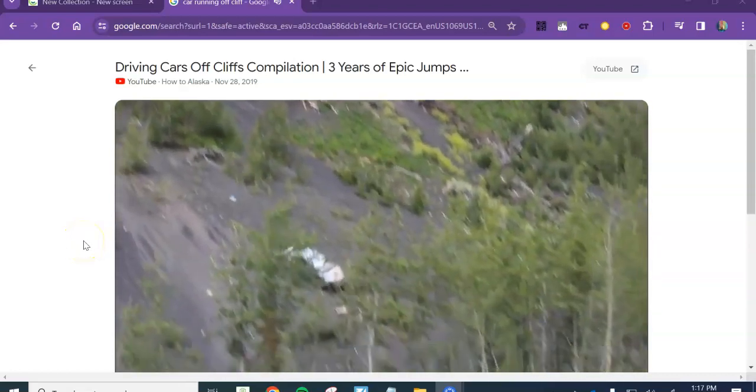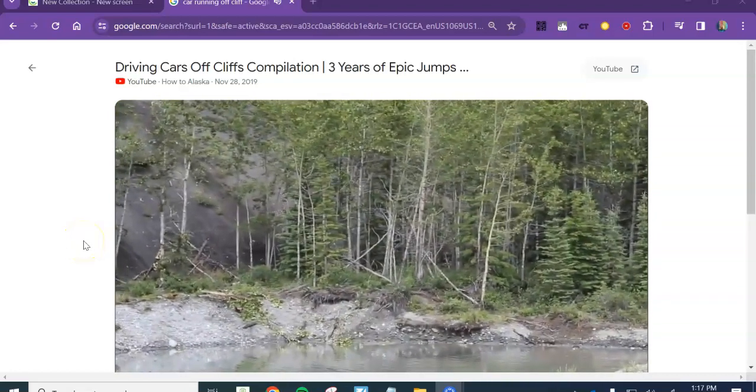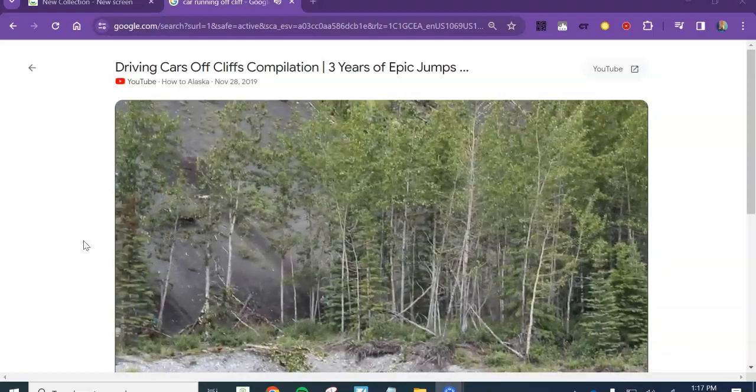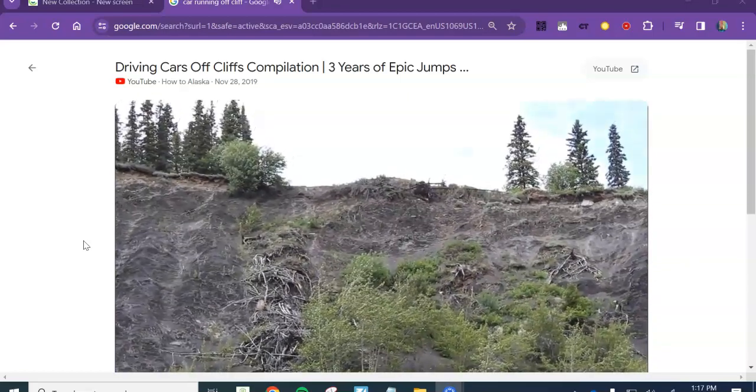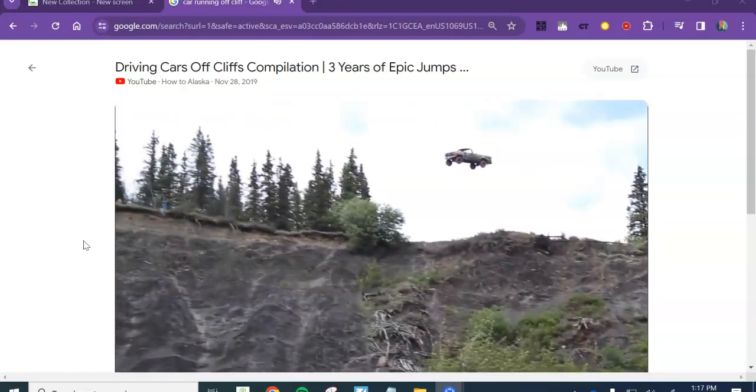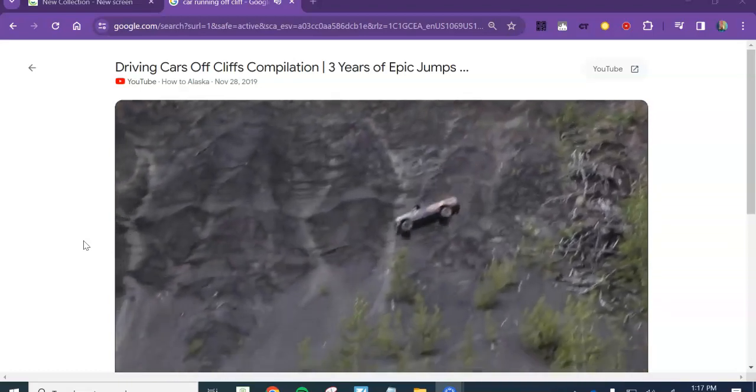Parametric equations. Let's look at these junk cars being driven off a cliff. I shouldn't say driving. The gas pedal is being held down and it is just shooting off that cliff. No one is in there.